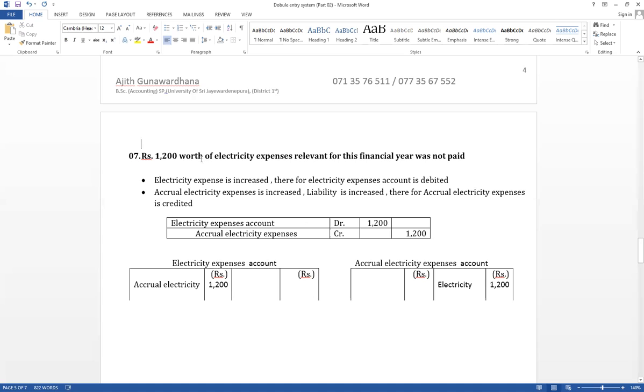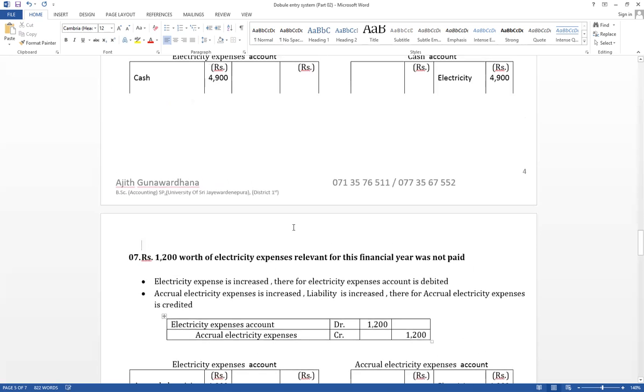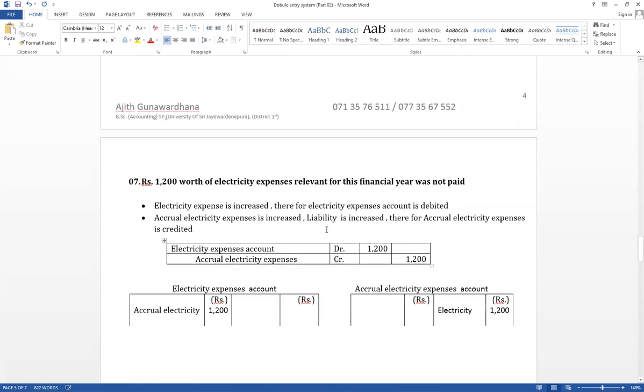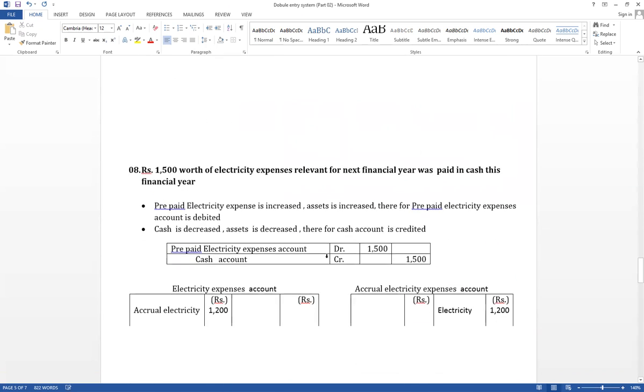Think about expense relevant for this financial year was not paid. Electricity expense account debit, accrual electricity account credit. As a description, name of other ledger accounts. Here, name of other ledger accounts. Think about expense paid, expense not paid. And next one, expense prepaid.